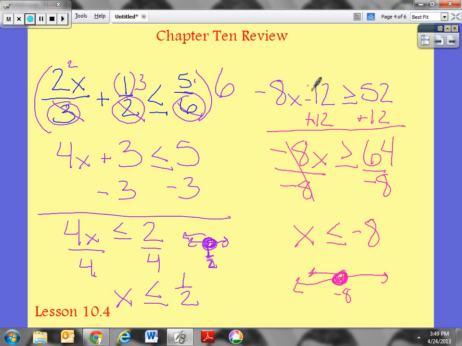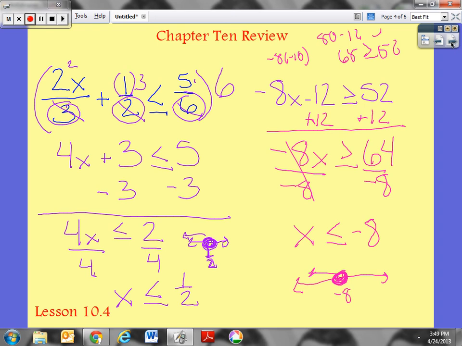If I substitute this in, let's get a number that's less than -8. Let's try -10. Substitute in -10, so I have -8 times -10. That gives me 80. 80 minus 12 gives me, somebody tell me, 68. Is 68 greater than or equal to 52? Yes, so that will work.